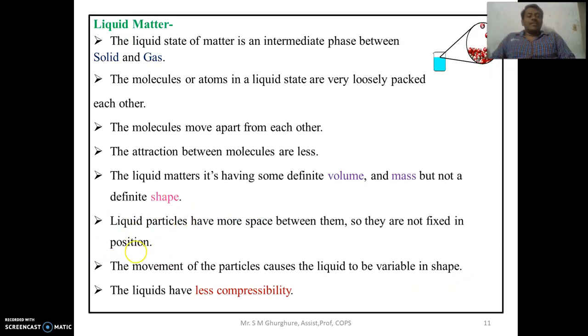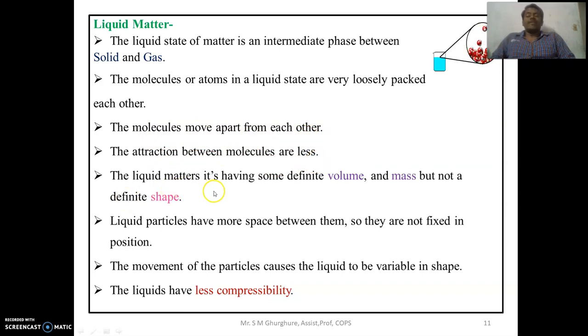Liquid state of matter. Here you have to see that in the liquid state of matter, molecules easily move from one point to another point due to the less intermolecular force of attraction between the molecules. Therefore, liquid matter is an intermediate phase between solid and gaseous states. The molecules or atoms in a liquid state are very loosely packed to each other. The molecules move apart from each other. The attraction between molecules is less.